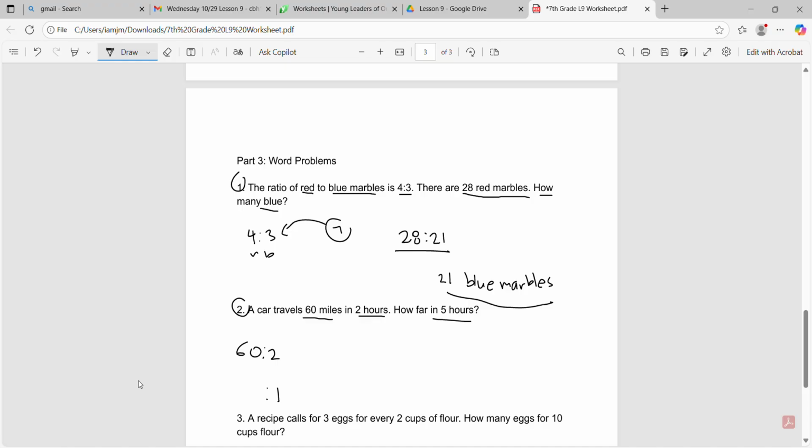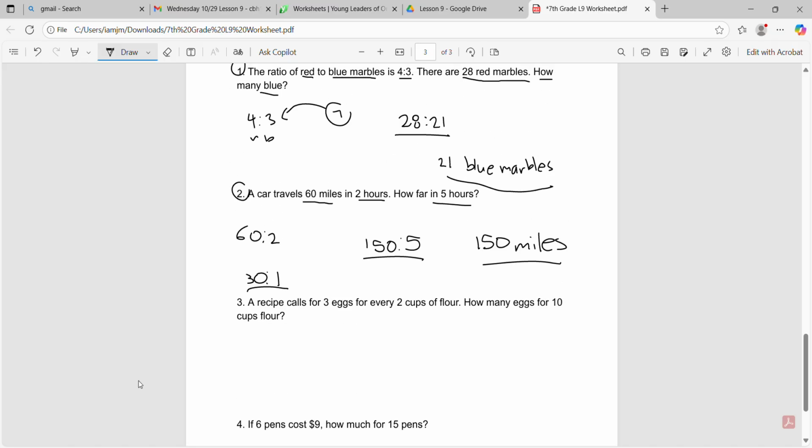To do that, we just divide 2 by 2, you get 1. 60 divided by 2, you get 30. So we found out the car can travel 30 miles per hour. Multiply the 5 onto the 1 hour, 5. Multiply the 5 onto 30, 150. This is how we can change our ratio, so we can find out how far it can travel in 5 hours. Our answer will be 150 miles. Do not ever forget the units.